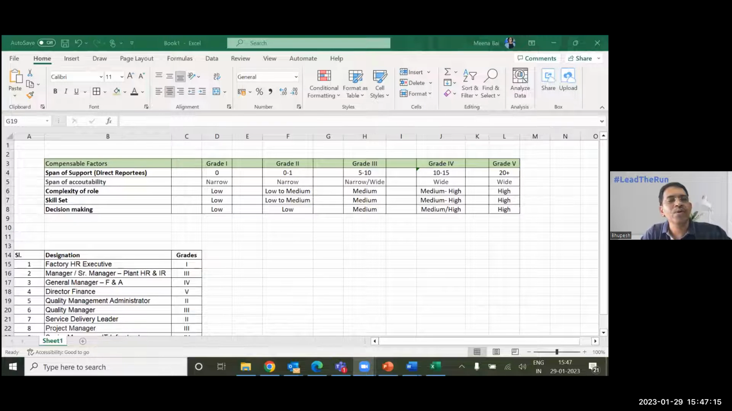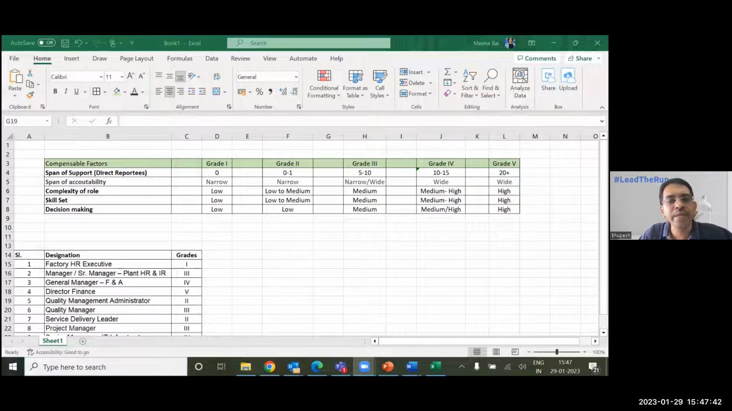We will be looking at only the compensable factors, essentially to look at the job title in correspondence to the total rewards that we may give in future. In that context, the compensable factors are span of support. Essentially, we would like to bring a different perspective. That's the reason span of support instead of span of influence or span of account. And then there is span of accountability.